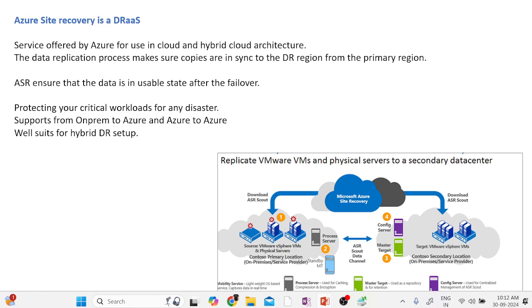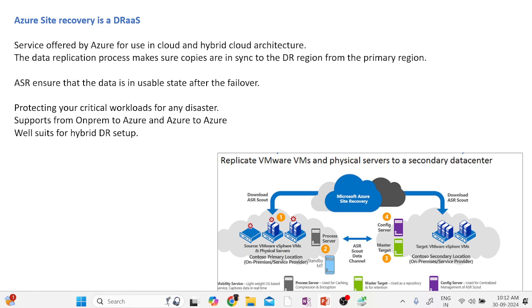It will make sure all the data which is there in the primary will be getting synchronized to the secondary region. Azure Site Recovery ensures that the data is in a usable state after the failover. Azure Site Recovery ensures the data whatever you have synchronized is in a usable state after the failover. As soon as your failover happens, the data will be usable.